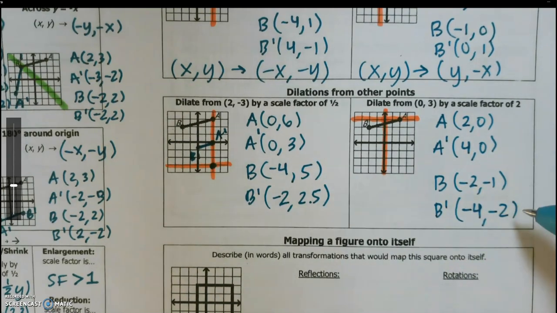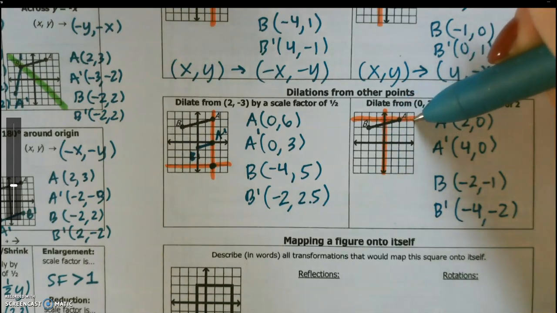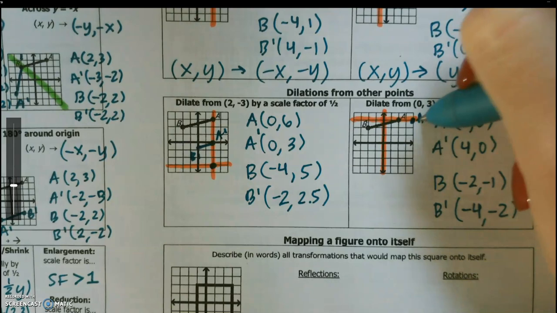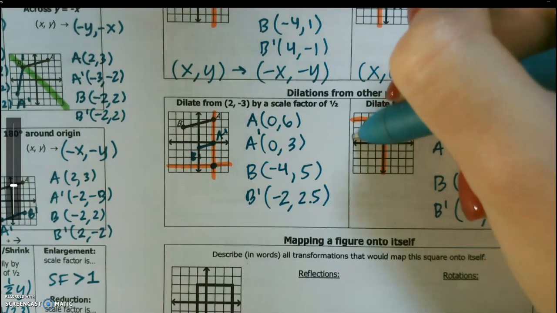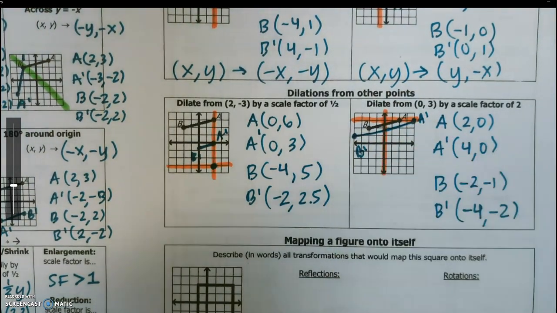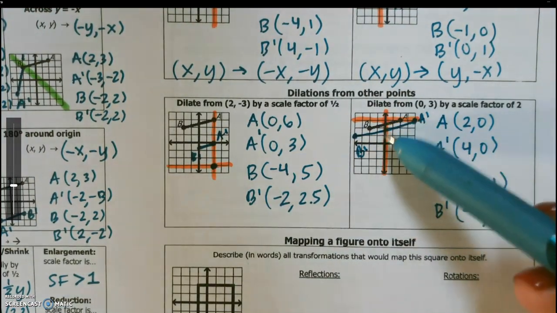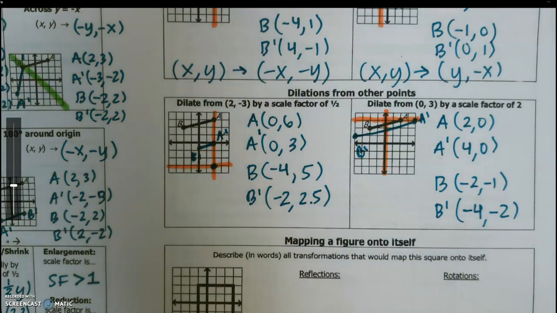And then just make sure you plot these based off of your new origin. So over 4, back 4, down 2. Notice it's twice as big and it's twice as far from the center of dilation.